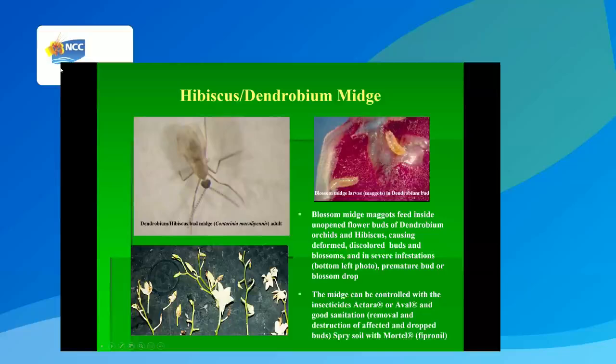And it can do a lot of damage inside those orchids, so much so that a number of the buds will drop off, flowers fail to open, and the stems are very scraggly in appearance, really don't look good. And for those who produce cut flowers, you really can't sell a stem like that. So it can cause quite a bit of problems to your hibiscus as well as your dendrobium orchids if not controlled properly. Next slide, please.